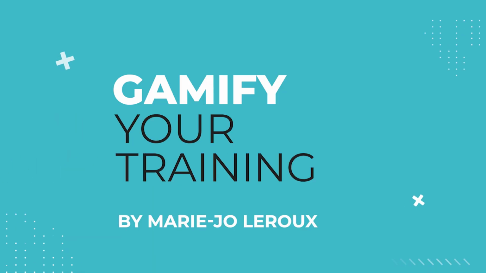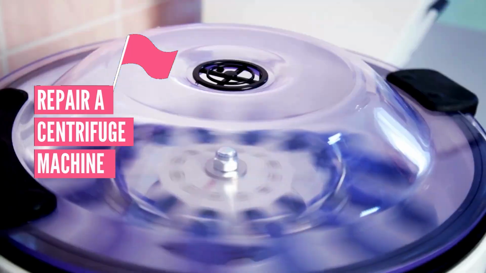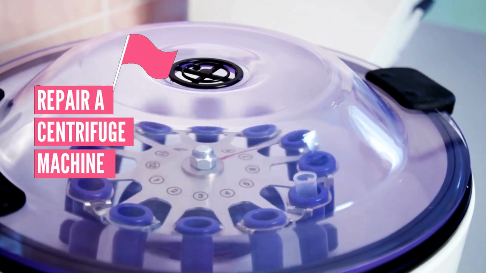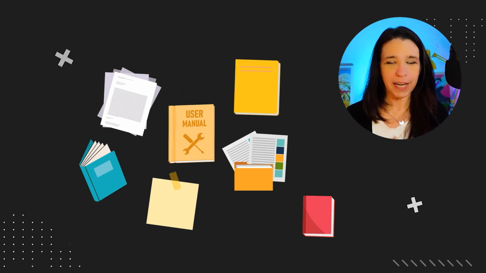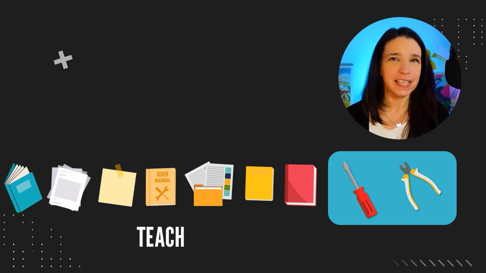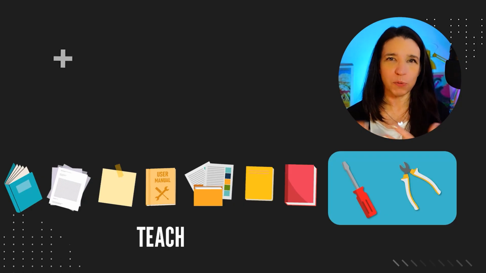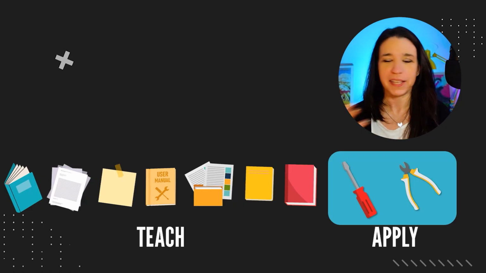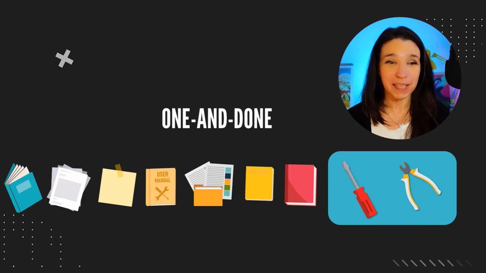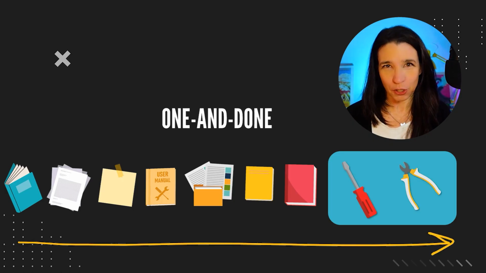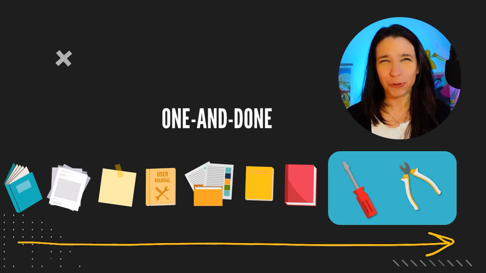The example I'm going to use today is, let's pretend I'm teaching lab techs how to fix a centrifuge machine, which is those spinny things you see in labs. At the beginning of a project like that, you'd typically get a big pile of content, you'd organize it all, you'd teach it, and then at the end you'd have maybe one or two case studies where the learners apply the knowledge by simulating actually repairing a machine. This is all a one and done thing because everything happens only once in the training. That's not enough repetition to really build habits.